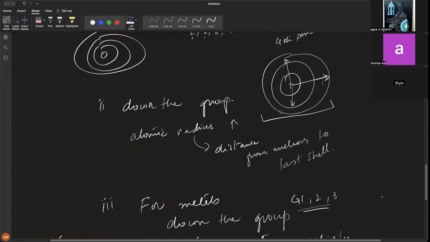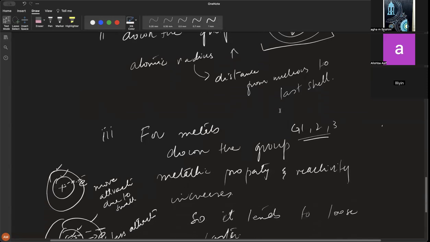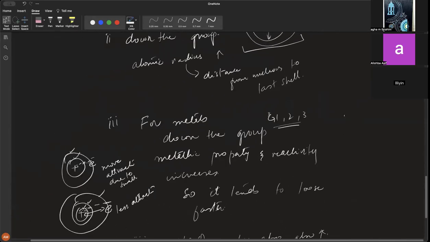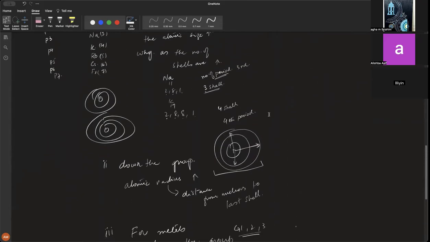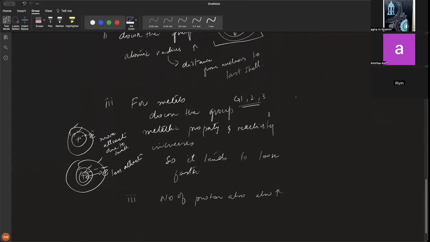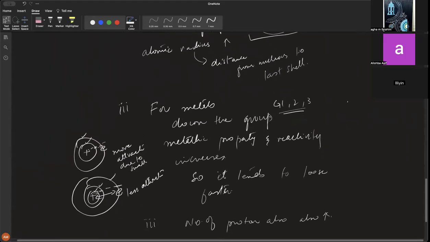We are revising what we did yesterday. For metals, down the group, the metallic property and reactivity increases. Remember, for metals, we said that if you go down the group, the metallic property increases. If you go down the group for metals, the reactivity and the metallic property increases.